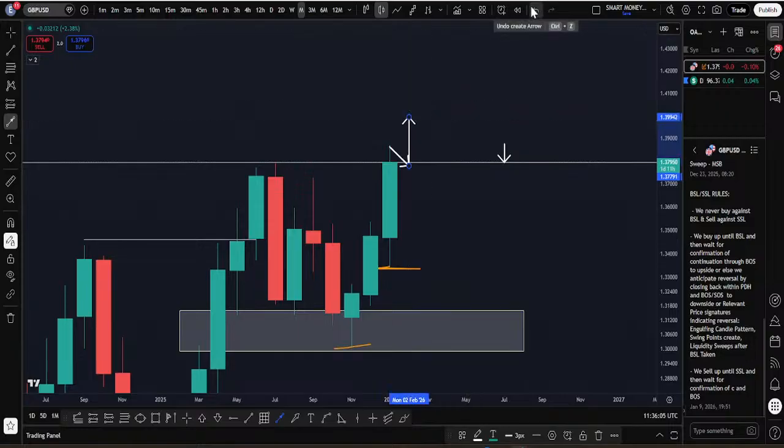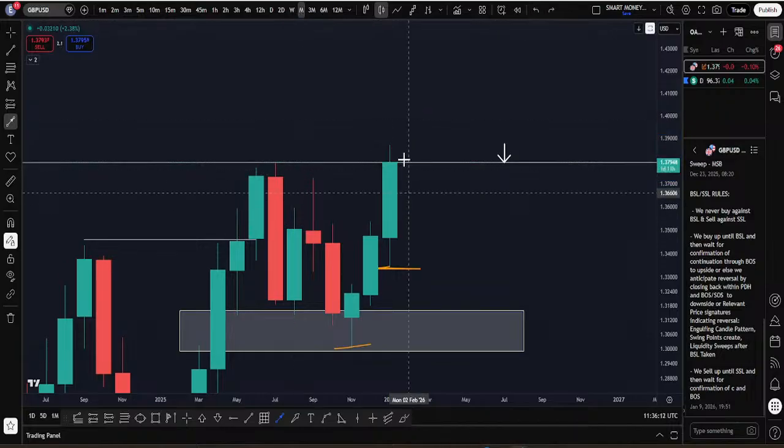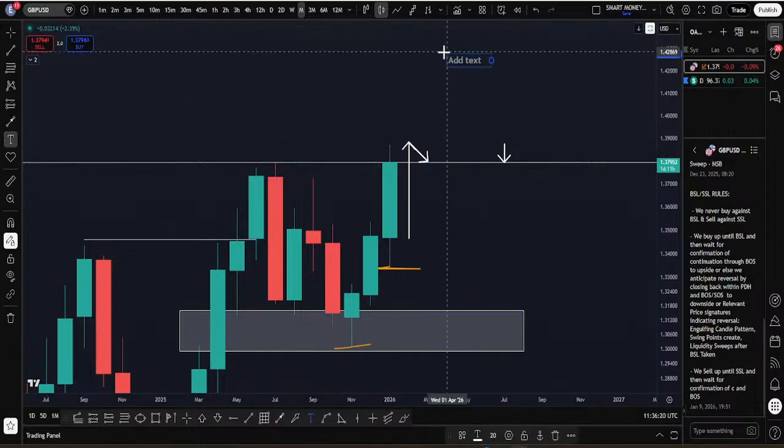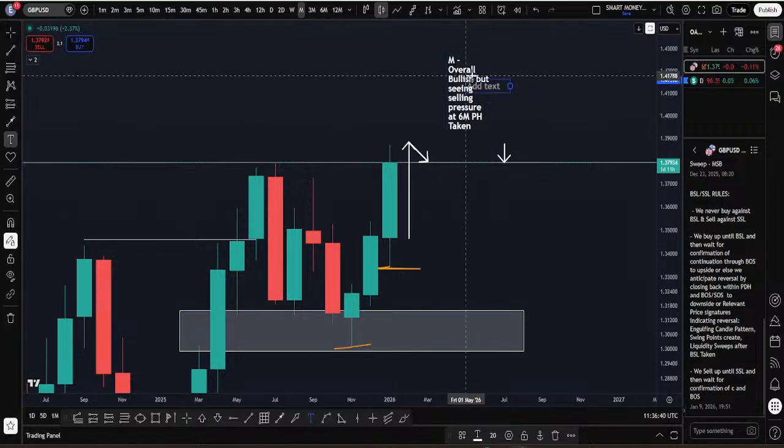This is what we need to prove for the New York session. I'm doing this bias for the New York session. So at the moment, monthly, I will say overall bullish, but we're starting to see some selling pressure. That's what I'm going to put here: monthly overall bullish, but seeing selling pressure at 6 month high, previous high taken. Okay, so that's my perception on this.